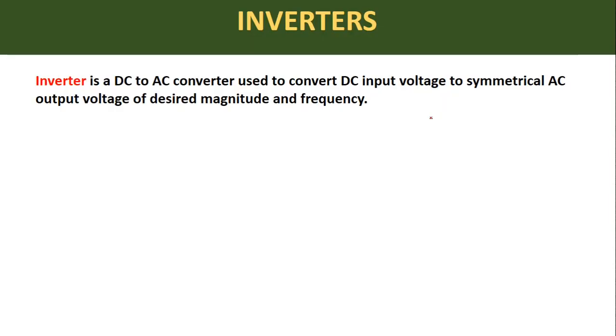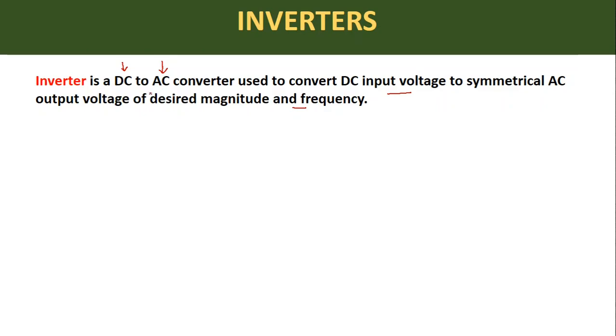Now we'll see the definition of inverters. Inverter is a DC to AC converter used to convert DC input voltage to symmetrical AC output voltage of desired magnitude and frequency. That is, inverter converts DC input voltage to AC output voltage of desired magnitude and frequency, or the inverter can also be defined as a device which converts DC power into AC power of desired magnitude and frequency.